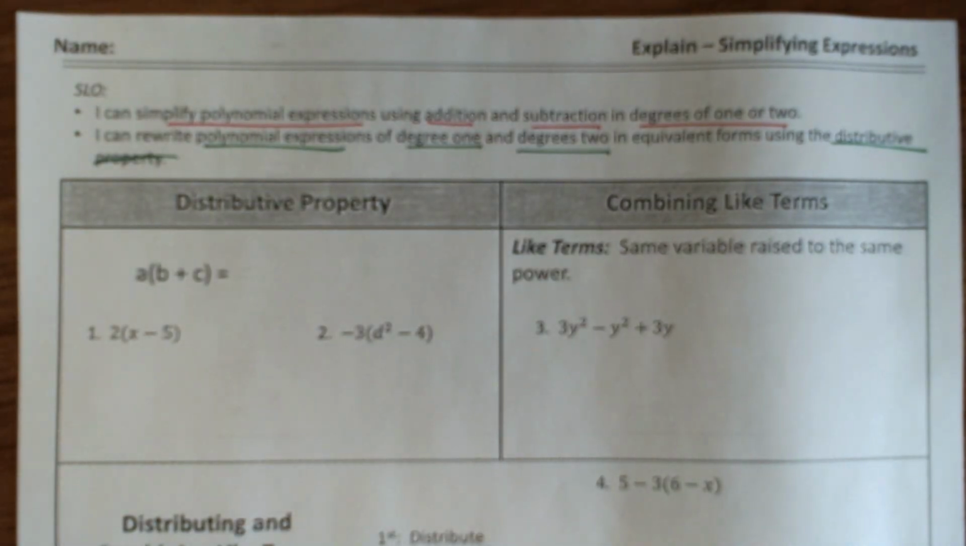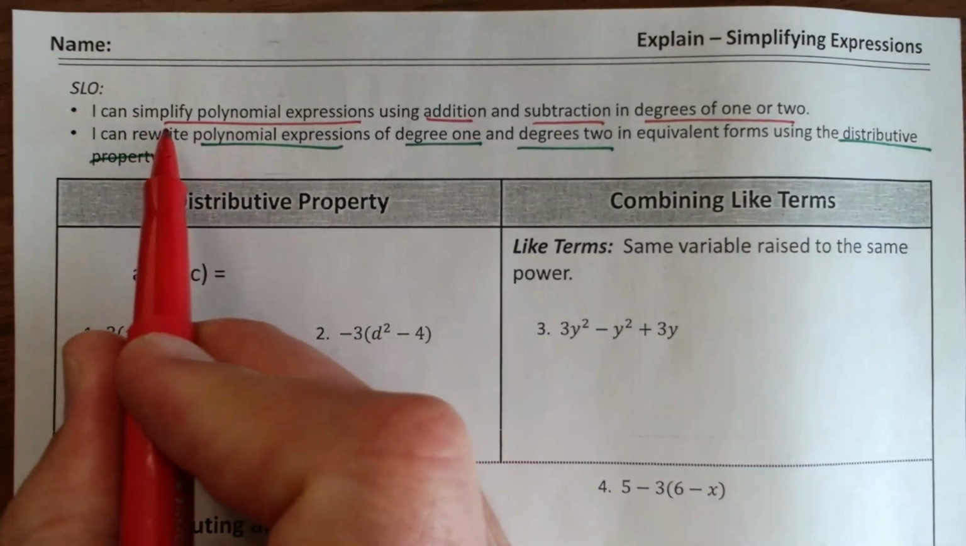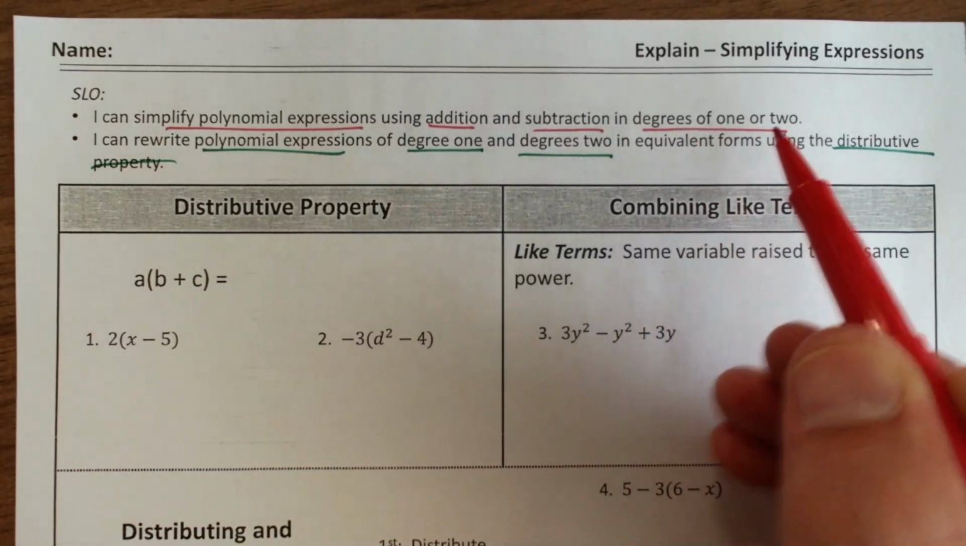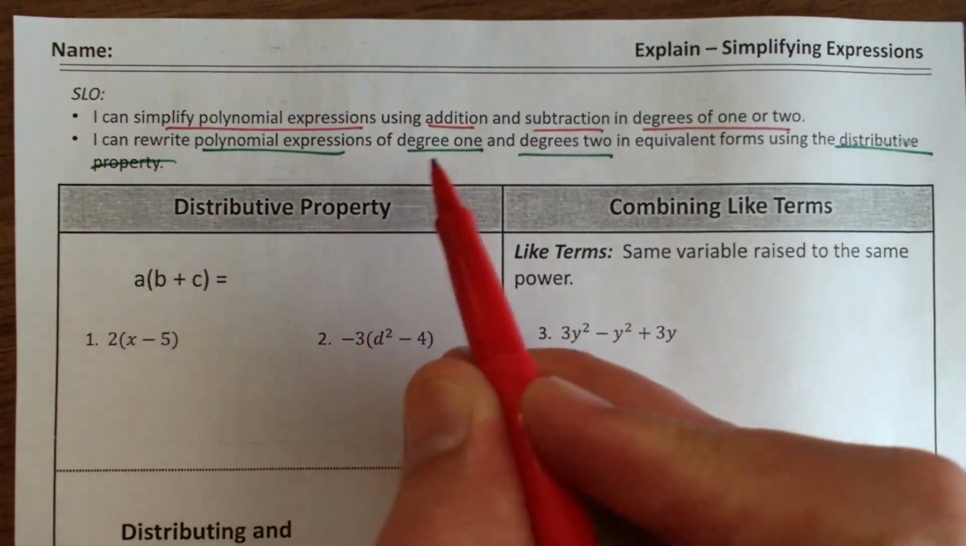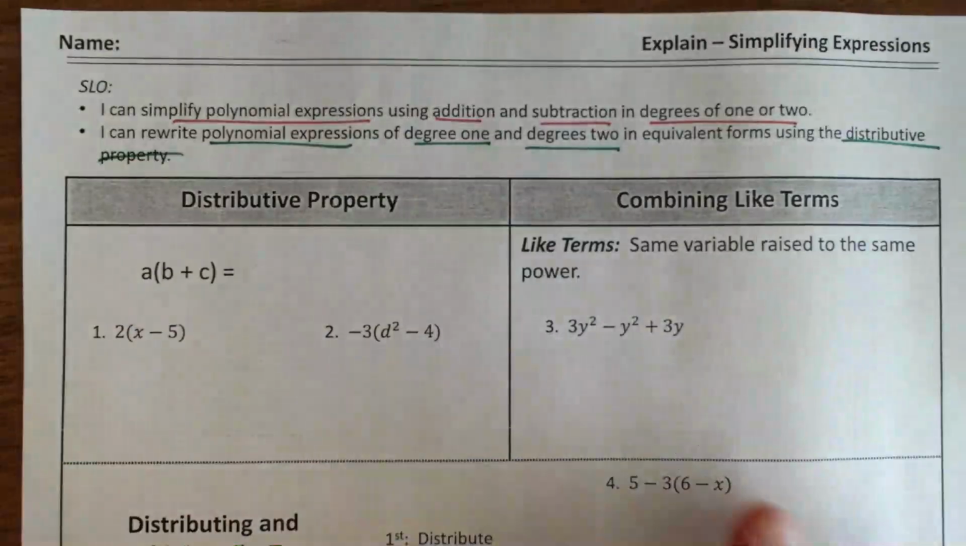Okay, so today is day one of unit one, and today we're looking at simplifying expressions. So today we should be able to simplify polynomial expressions using addition and subtraction in degree 1 or 2, and rewrite polynomial expressions degree 1, degree 2 in equivalent forms using the distributive property.